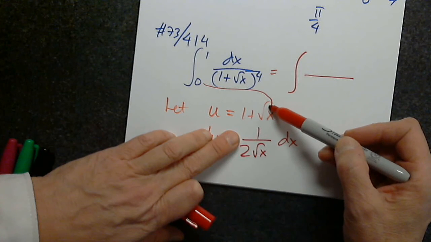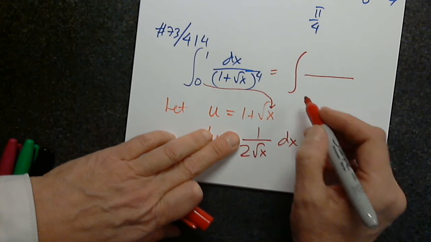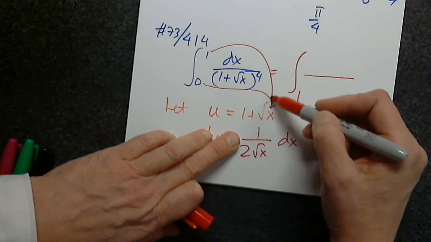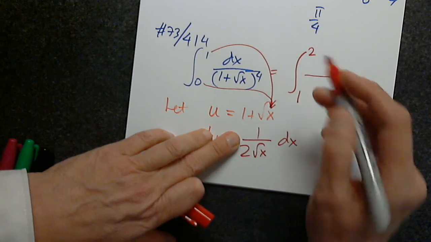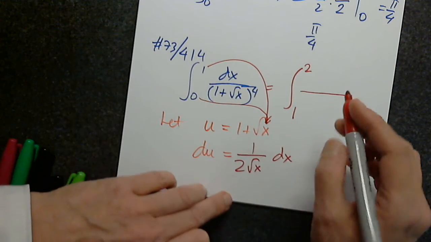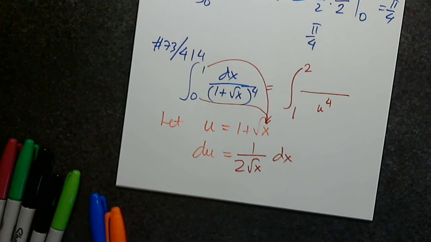When x is 0, what is the lower limit for u? When x is 1, what is the upper limit for u? 2. Okay, perfect. The denominator, you will say, is definitely u to the 4th. So now dx.